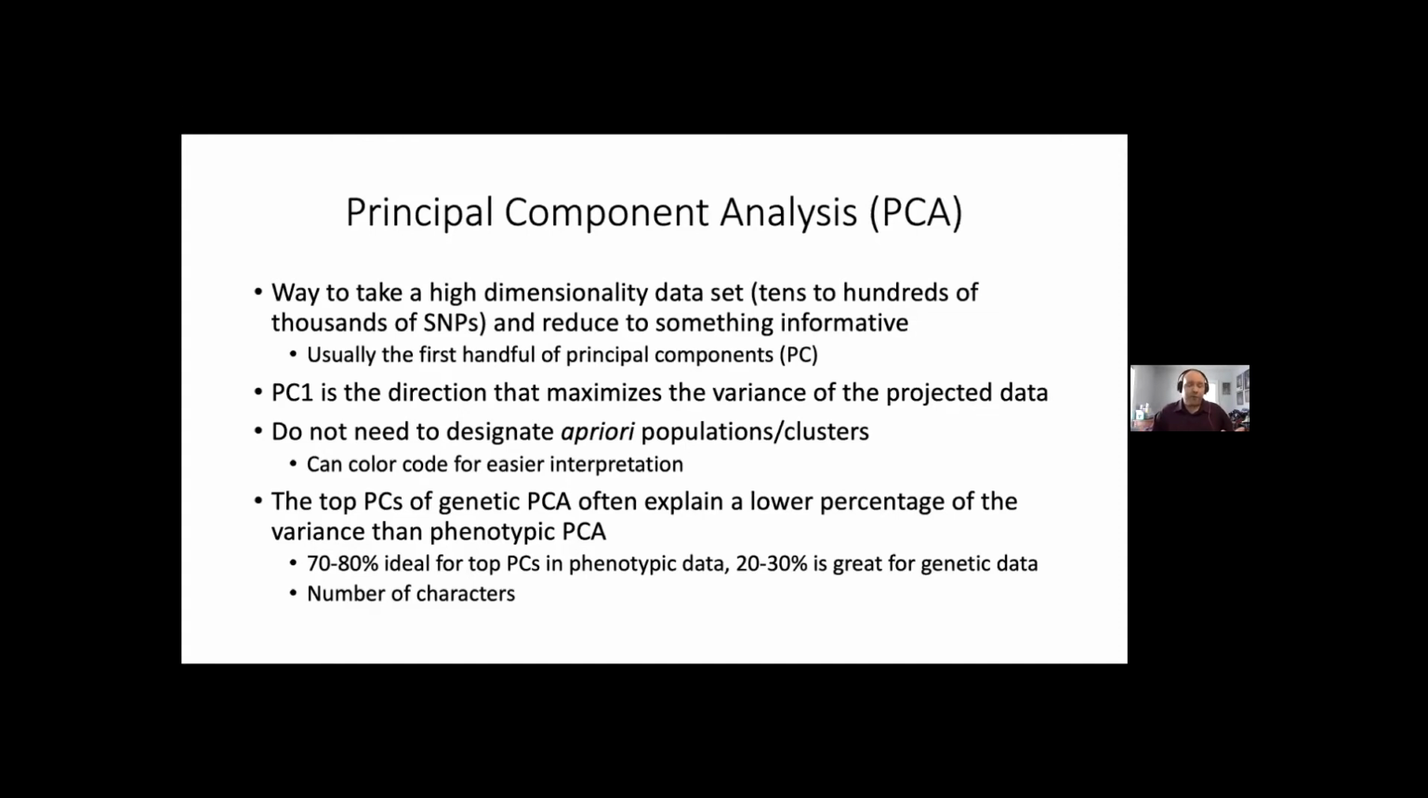And that's probably very true. With genetic data, if you get 20 to 30% of the variance explained by the first couple PCs, that's actually really good. And part of the reason for this is just the sheer number of characters. With phenotypic data, maybe you have 10, 20 characters. With the genetic data, you're talking, again, tens to hundreds of thousands of loci. And so the amount of variation that each trait may explain is going to be small.